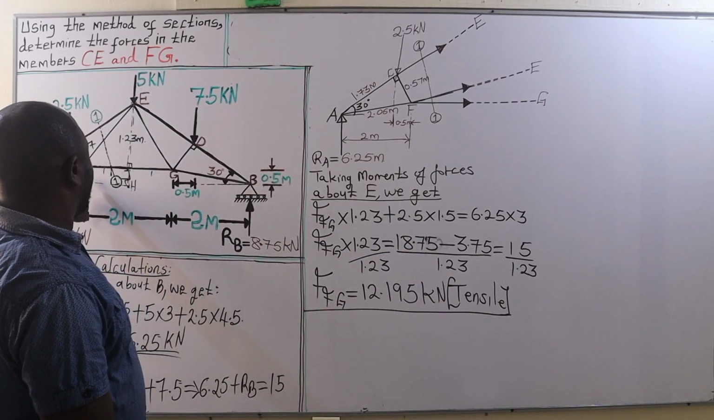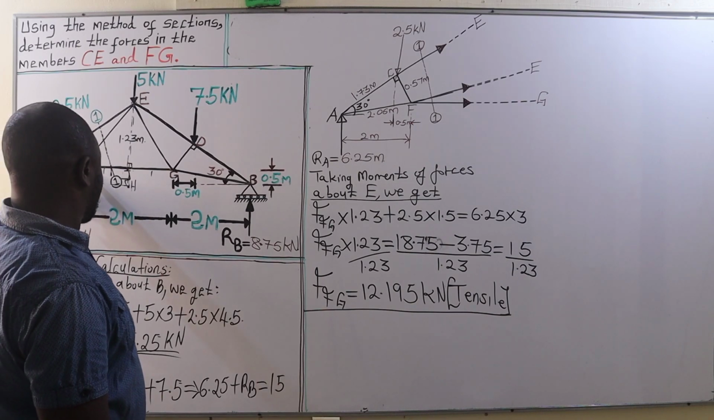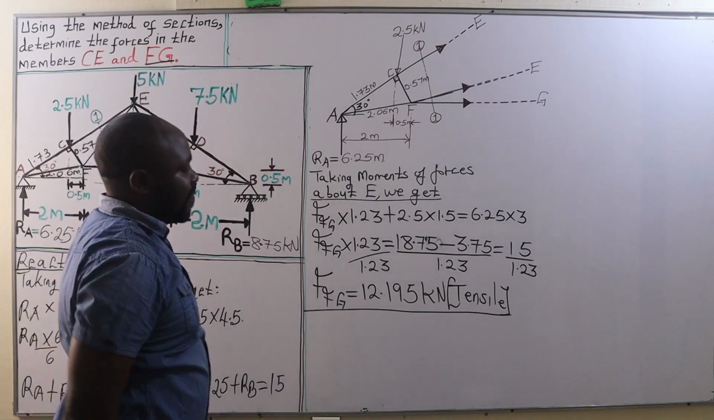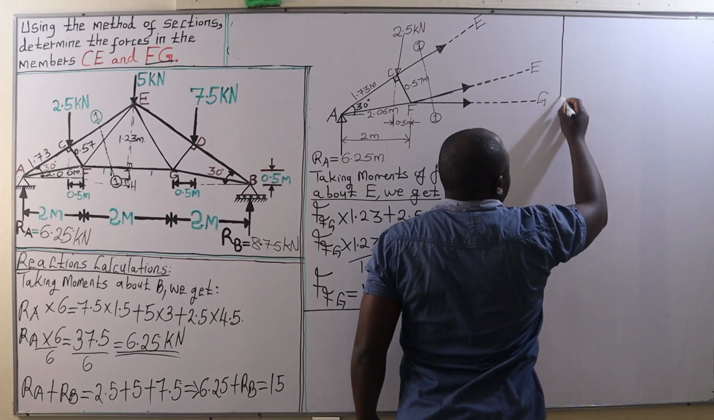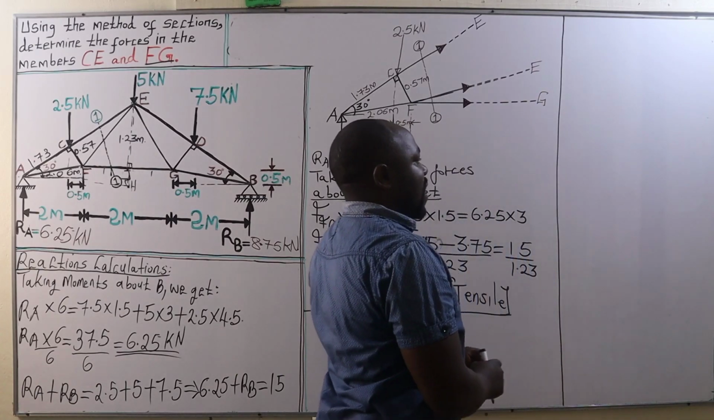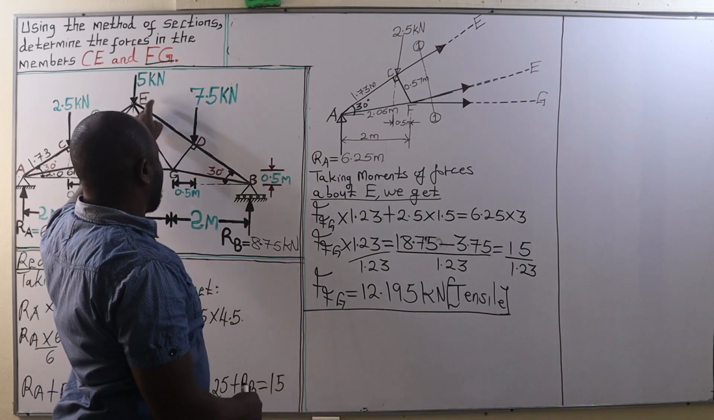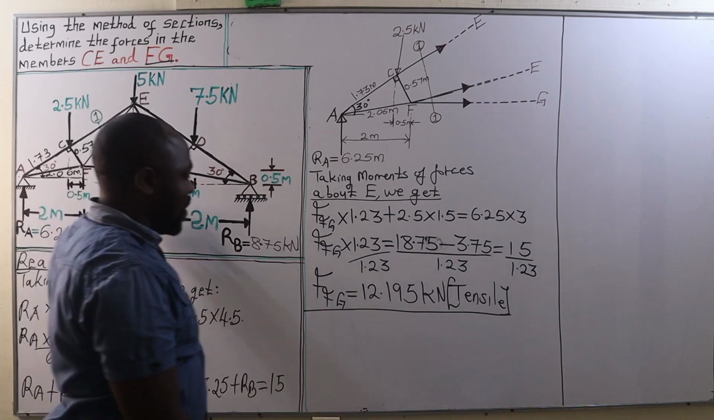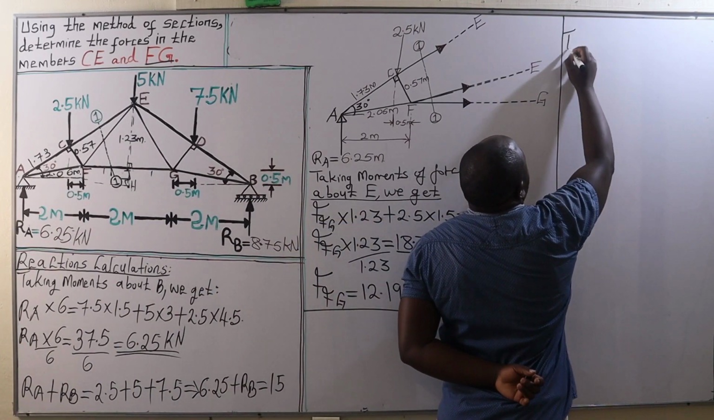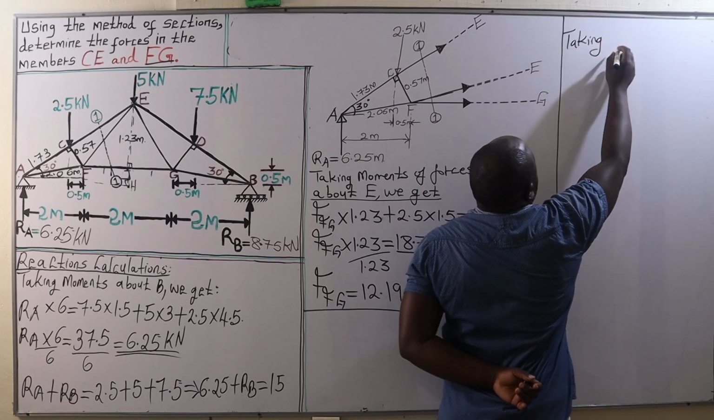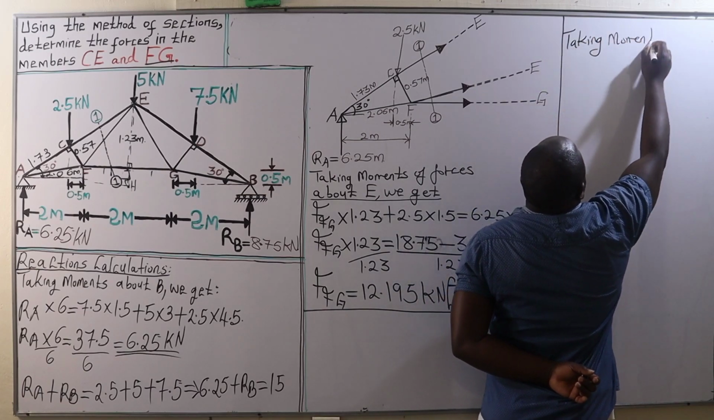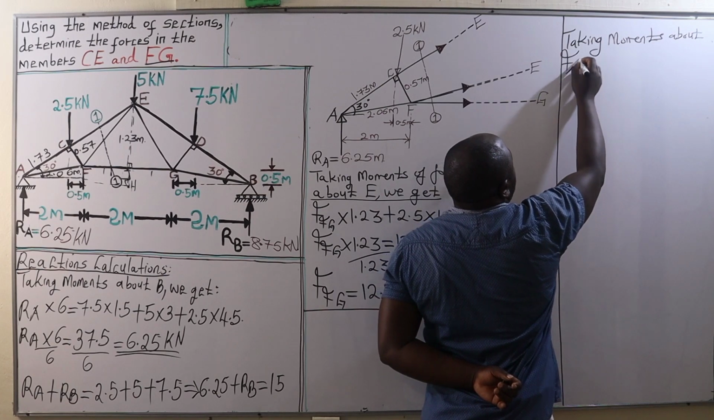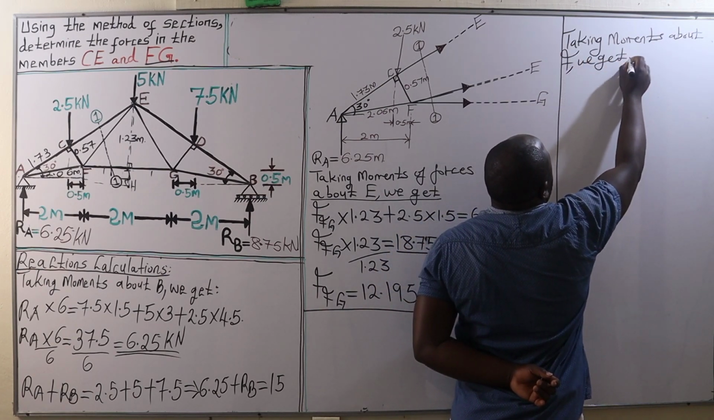So now we have the value of the force on the member FG, which we have been asked in our question. Good. The next force we are going to determine is the force on the member CE. And in this case, we are going to take moments about F. Moments about F. Therefore, taking moments about F, we are going to get the following.